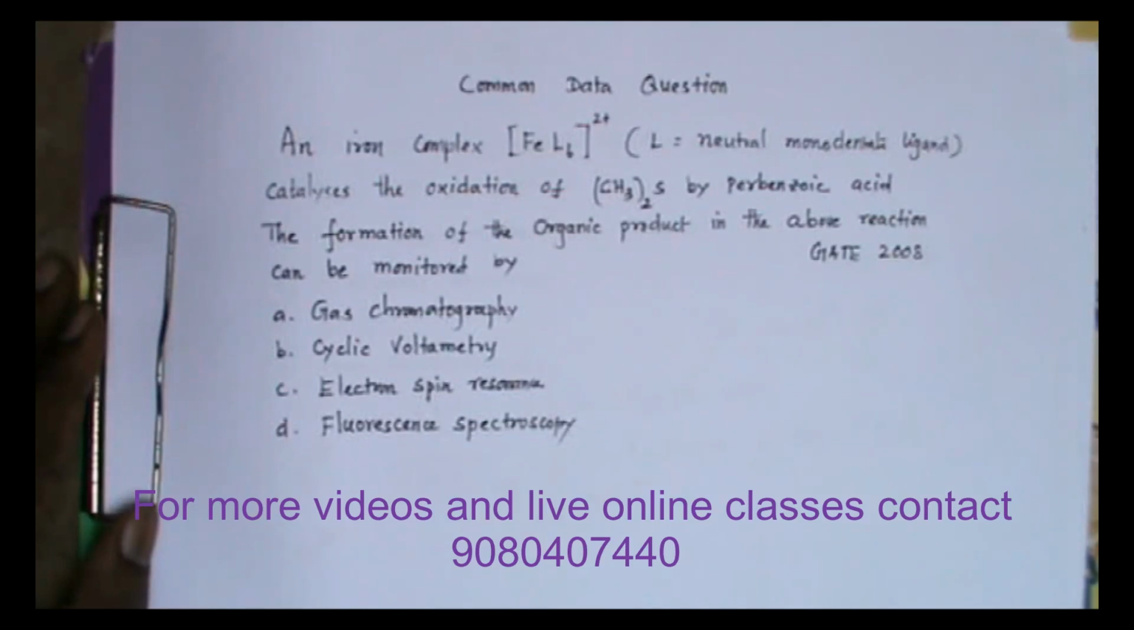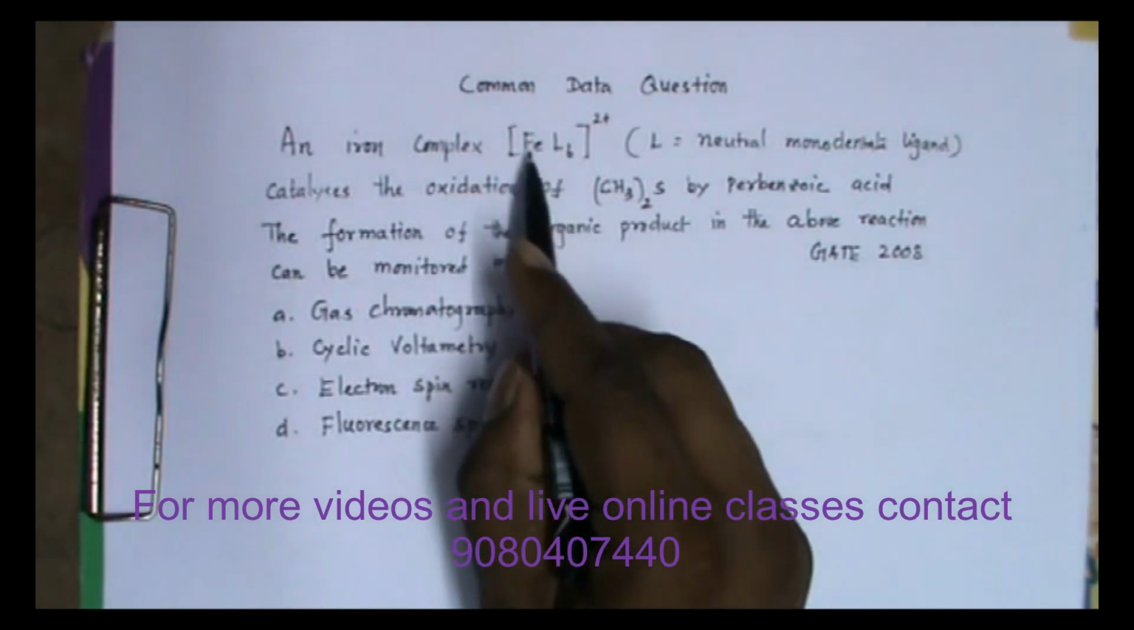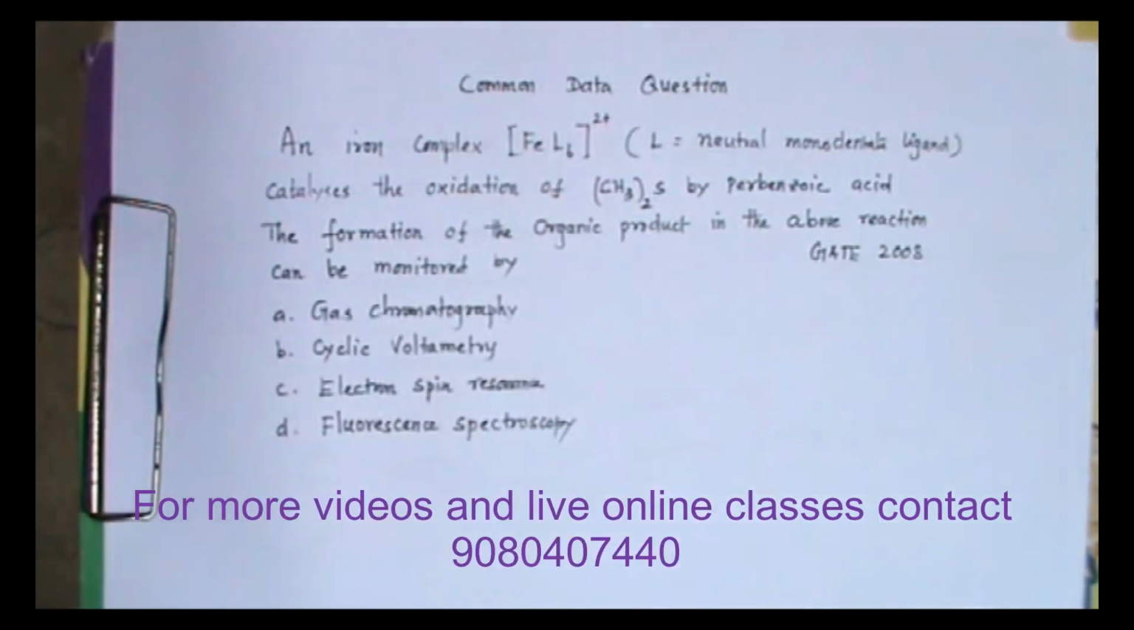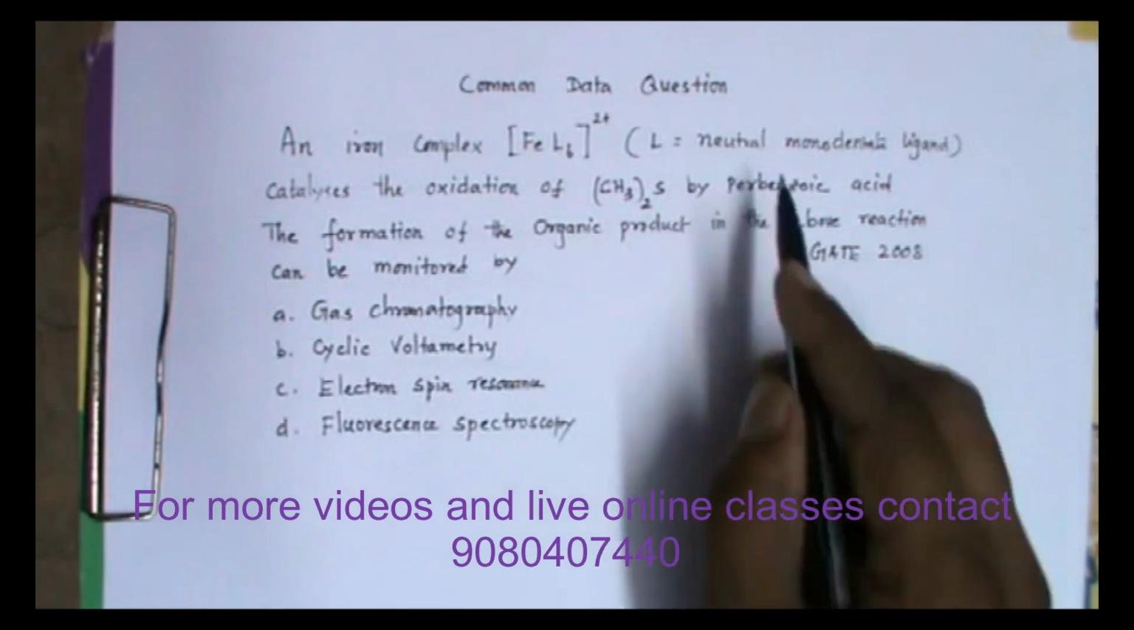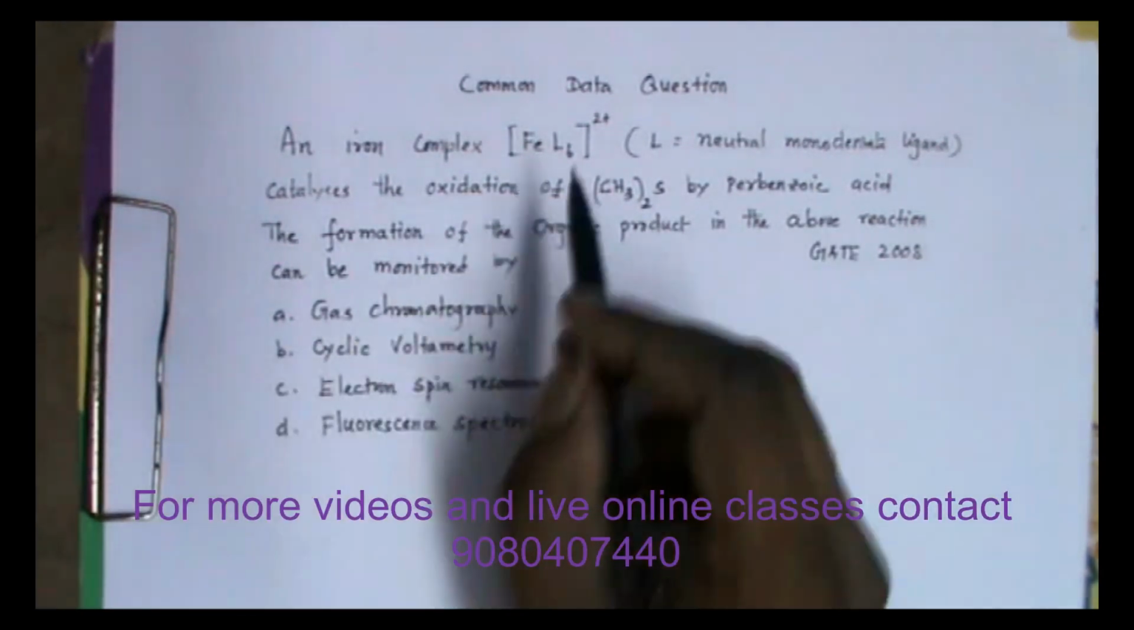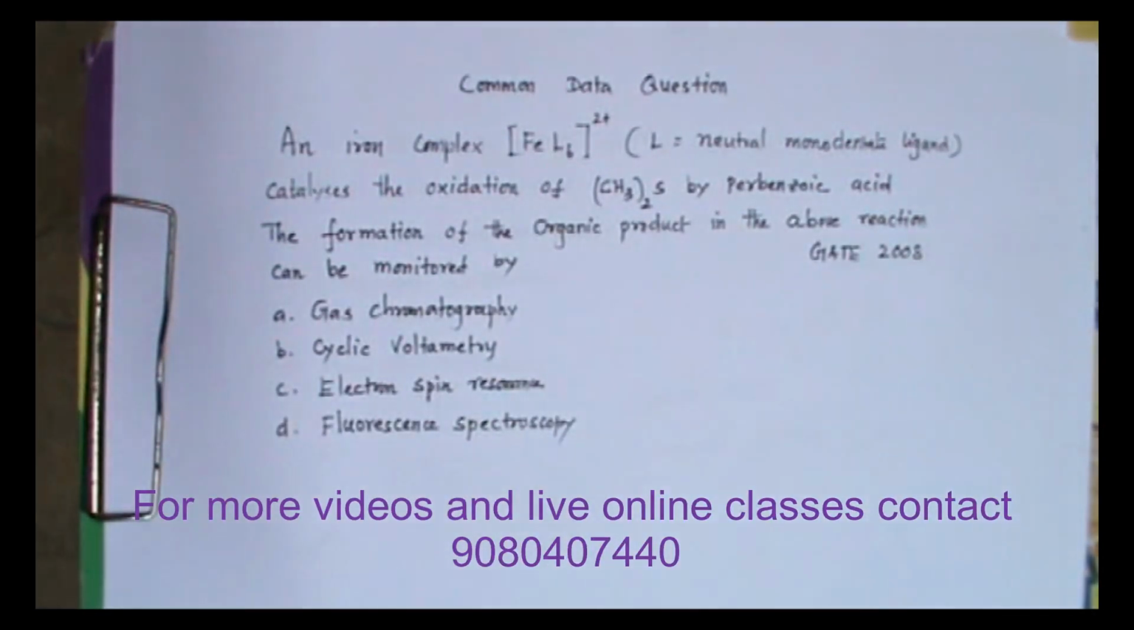This is a very simple problem based on analytical techniques. An iron complex, the general formula is FeL6 2+, the iron is in the +2 oxidation state. Here L is a neutral monodentate ligand. Since 6 ligands are there, it should be monodentate only, and it is a neutral ligand.